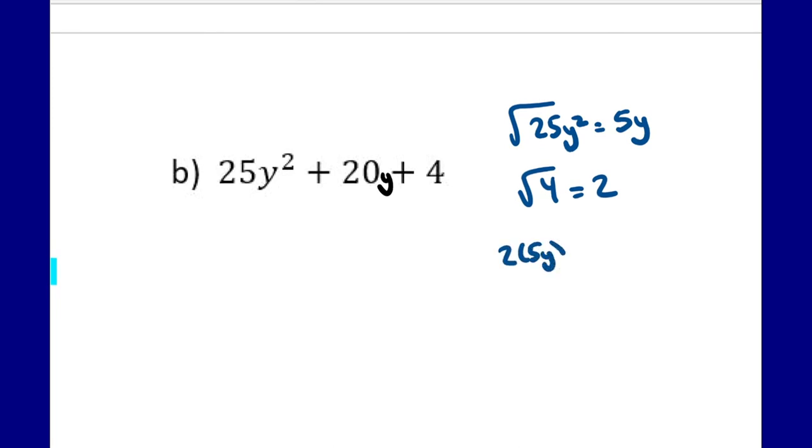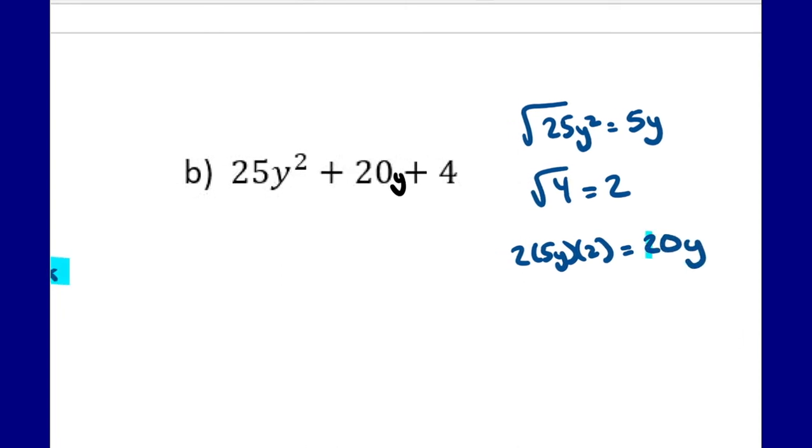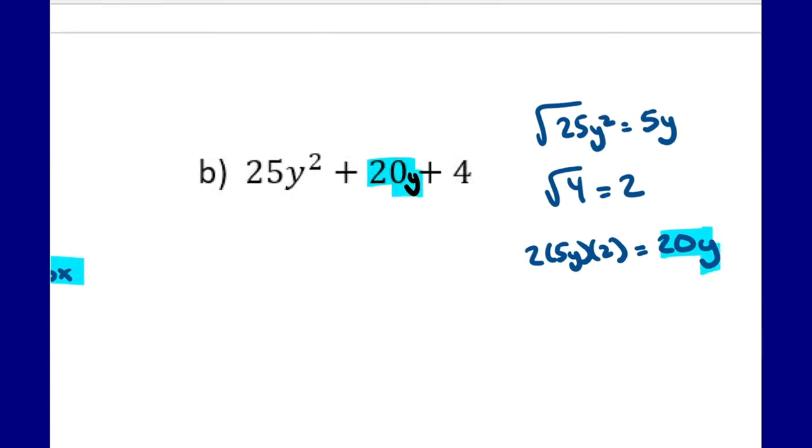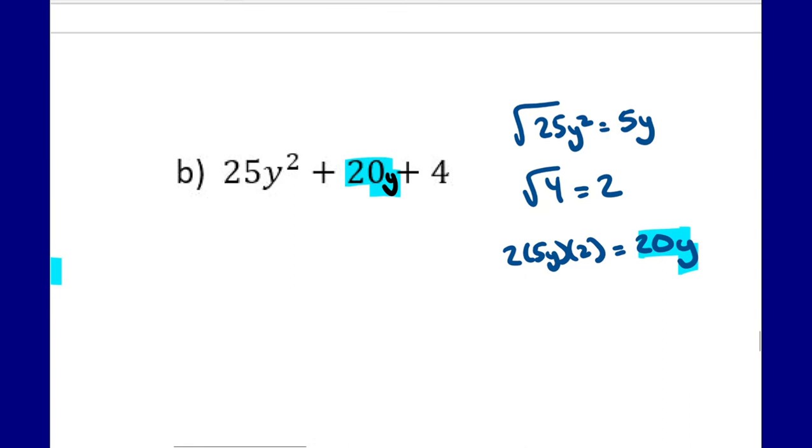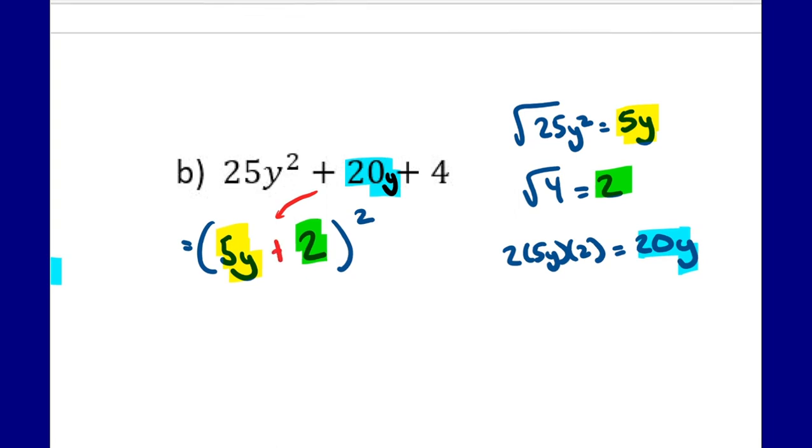2 times 5y times 2. 2 times 5 is 10. Times 2 is 20y. So we do get that these pair up. So this does work. Now, I'm going to have one bracket. It's going to be squared. The first perfect square is going to be first, so 5y. The second perfect square is going to be second. And then this sign is going to go in between them.